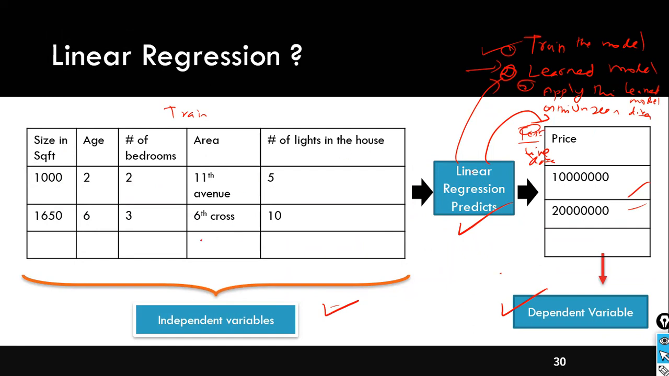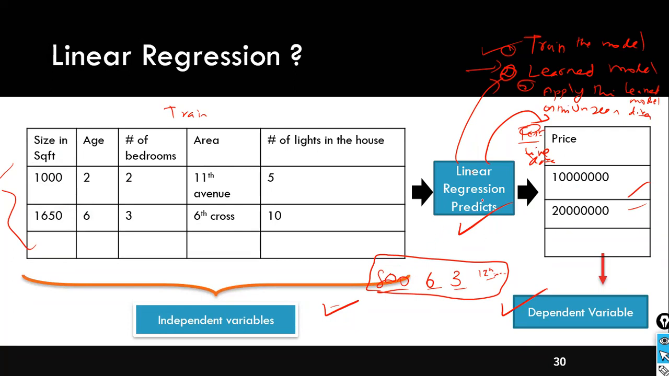For example, I have another set of data. Let's say somebody gives me data which was not there in this one. Somebody gives me 800 square feet, the age of the house is 6 years, the number of bedrooms is 3, and the area is something like 12th Avenue. They say, you said your linear regression model predicts with higher accuracy, so can you give me the estimated housing price for this specification? This is the input variable. In this case, he is not giving me the price.